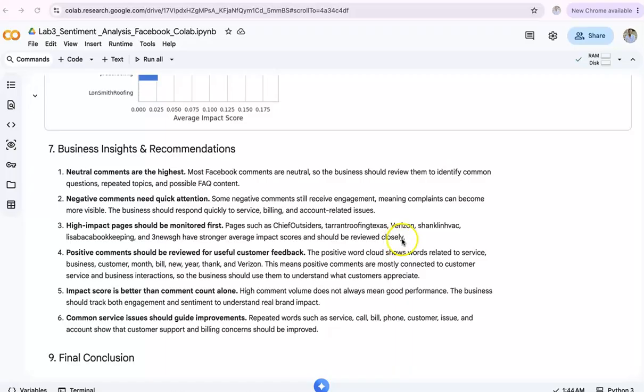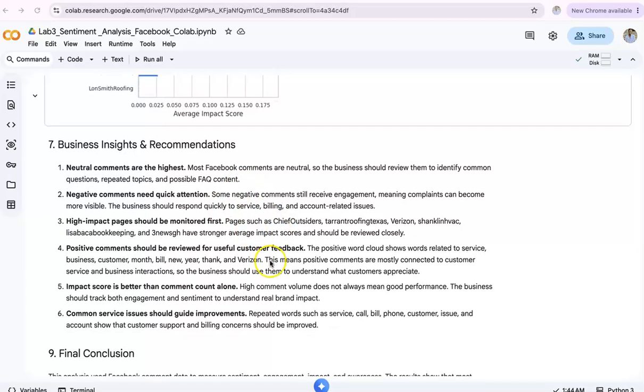From this analysis, the business insights are quite clear. First, neutral comments should not be ignored because they may contain common questions or maybe repeated topics, and from what we saw from the visualization, neutral comments have the highest number. So there may be questions in those comments or maybe repeated topics that the company might want to look into, which would obviously be impactful in making good business decisions.